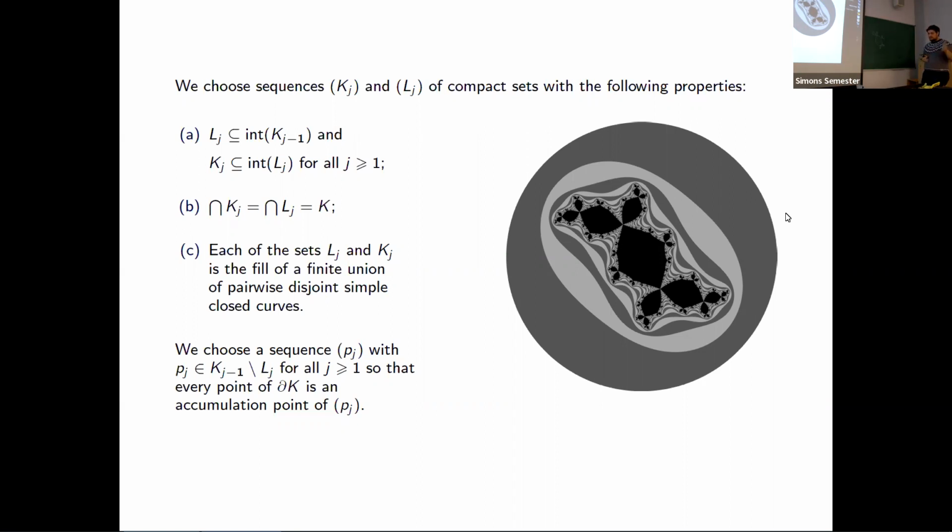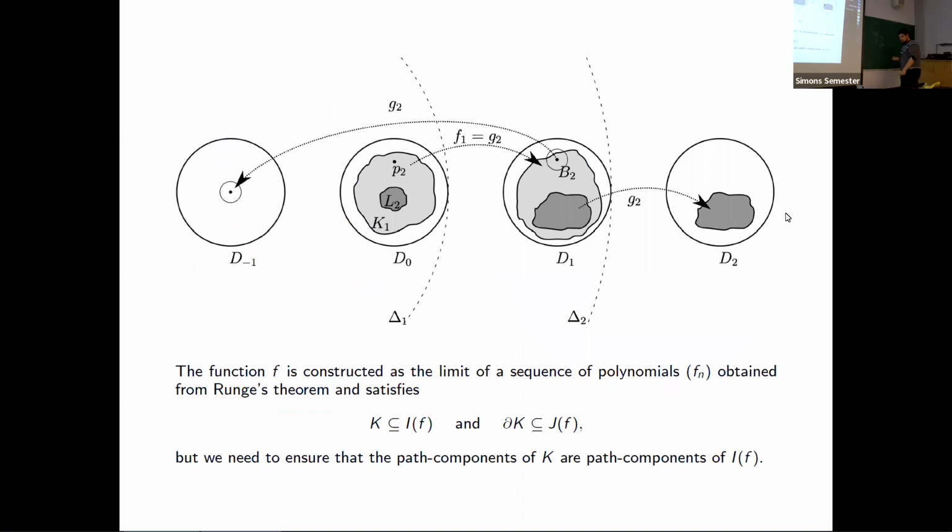Okay, so again, we start with K, and now we have two more objects. We have a sequence of full compact sets whose intersection is K, and we have a sequence of points, one in each of these compact sets, and they accumulate to the full boundary. Okay, so what do we do with these two ingredients?